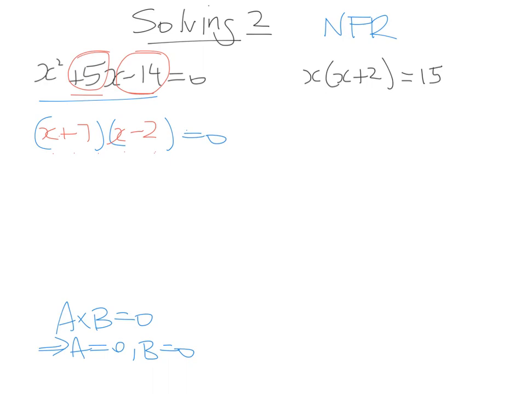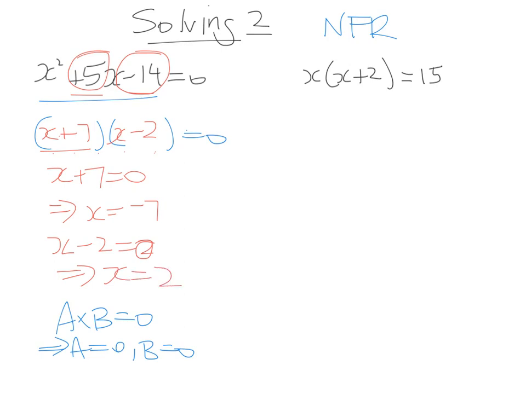So from there, x plus 7 has got to equal 0, so we imply that x equals negative 7. And if x minus 2 equals 0, we can imply that x equals 2. And that's that one done.